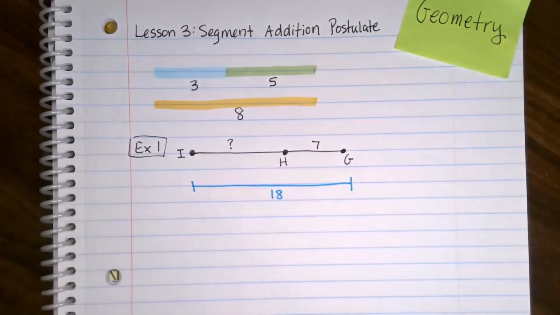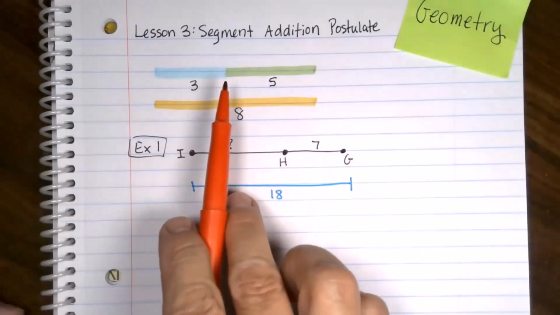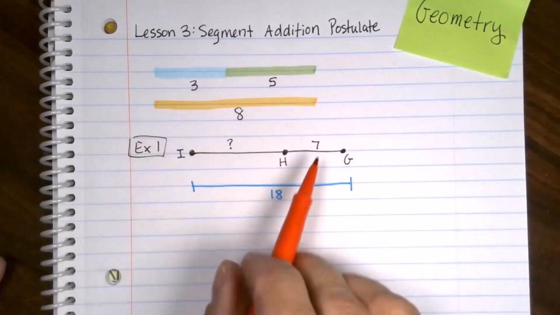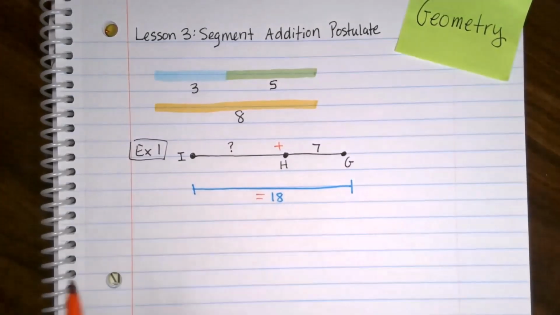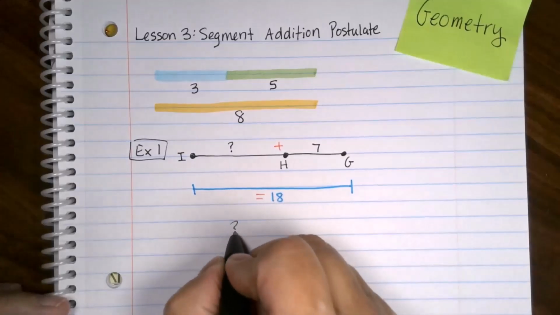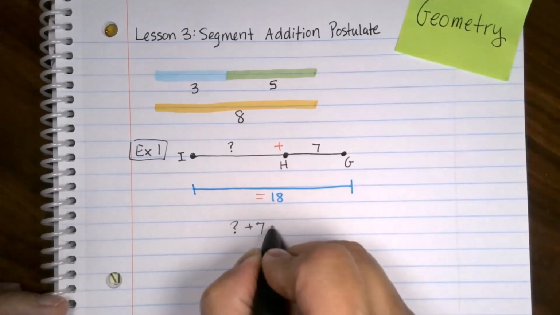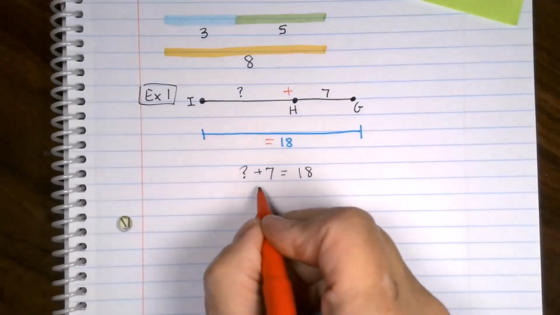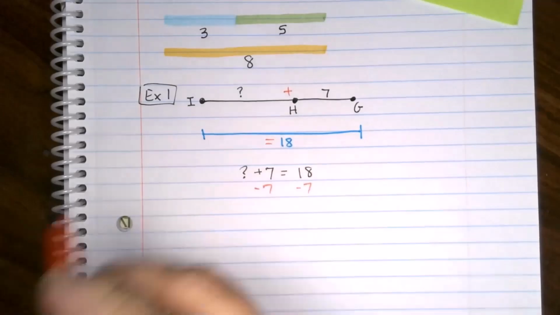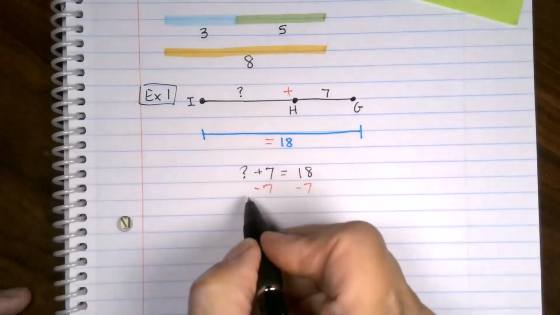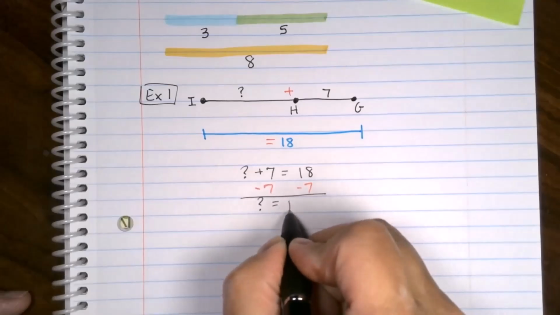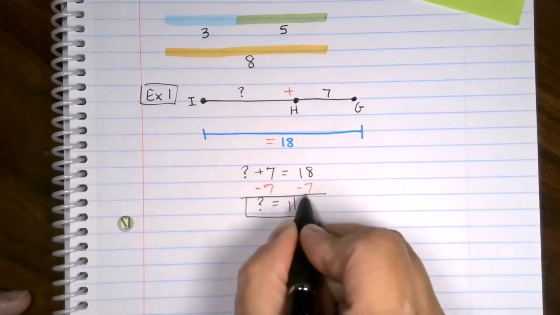Now to solve that, we have to use what we know. The segment addition postulate says that if you have 2 pieces put together, you add them up. So this piece we don't know plus this 7 is going to equal that 18. So setting that up, I got question mark plus 7 equals 18. Tiny little algebra equation here. I'm going to subtract 7 from both sides. Question mark equals 11. And that is our final answer.